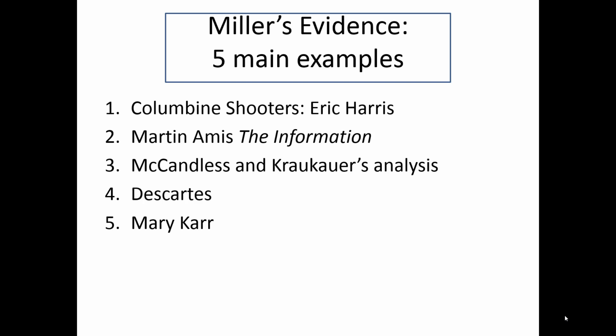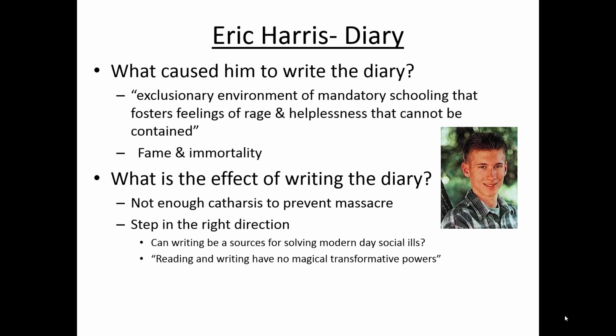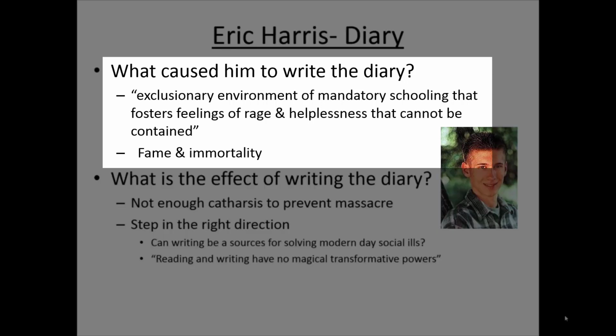1, the Columbine shooters, specifically Eric Harris. Martin Amis's The Information. McCandless and Krakauer's analysis. Descartes and Mary Karr. Eric Harris's diary is used as evidence to explain what causes somebody to write. Miller cites the following reason as to why Eric Harris wrote his diary: the exclusionary environment of mandatory schooling that fosters feelings of rage and helplessness that cannot be contained.